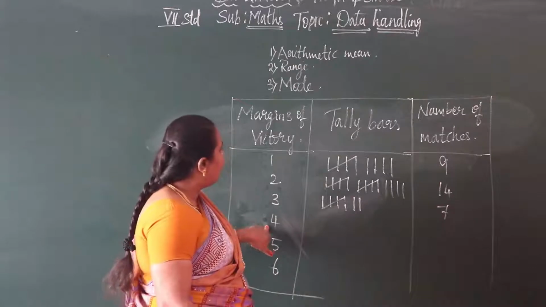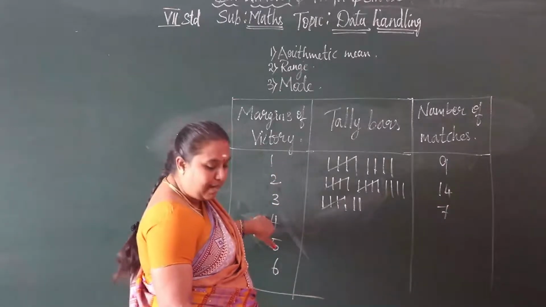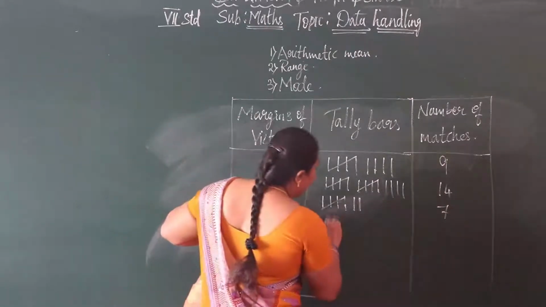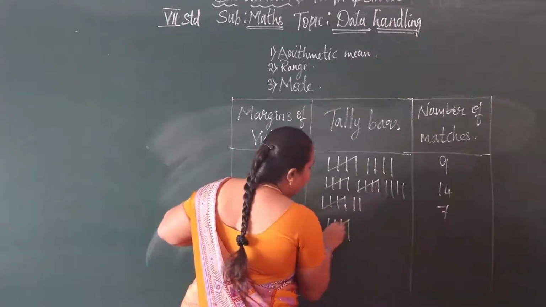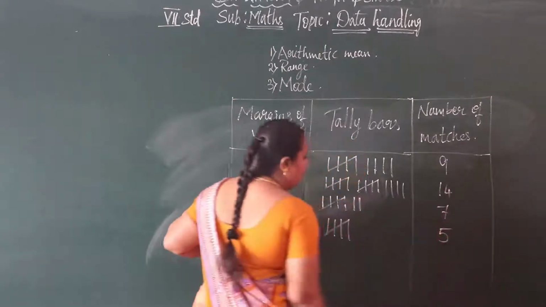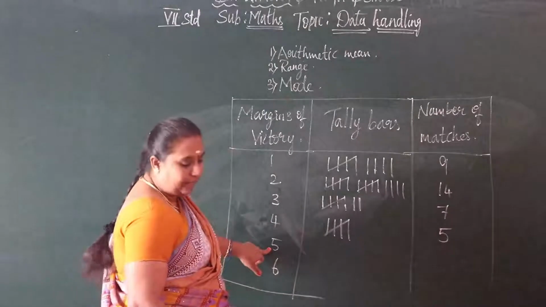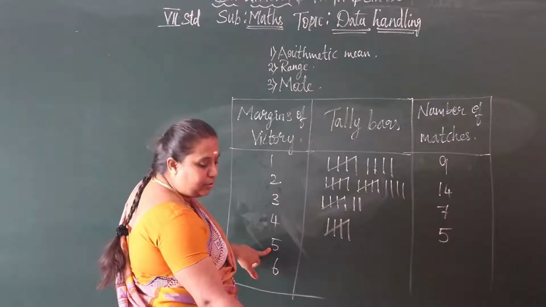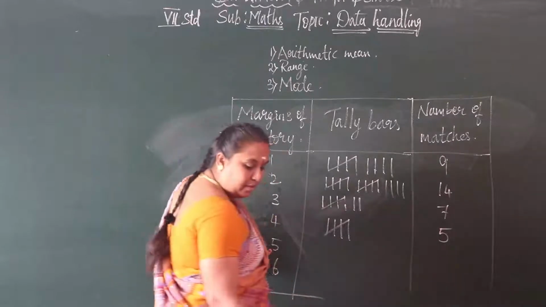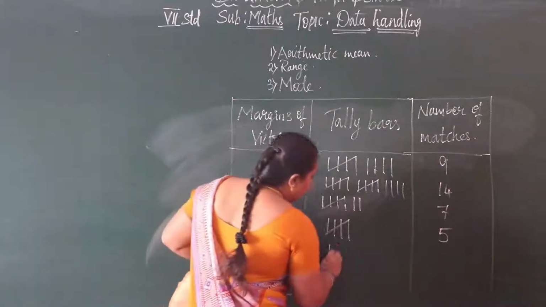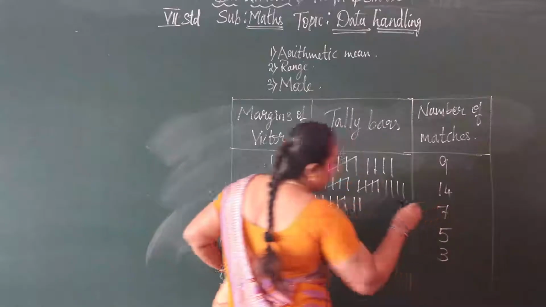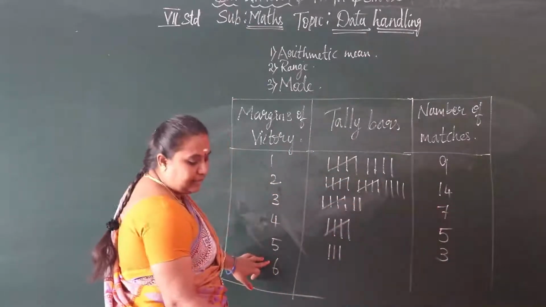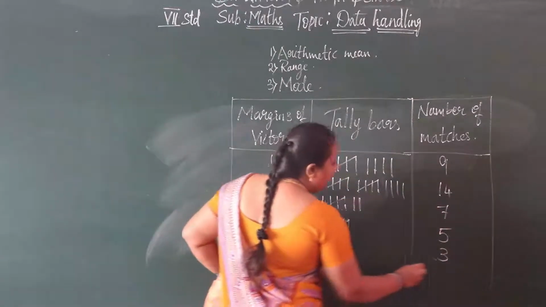So a margin of victory of 4 in how many matches? 5 matches. See, 1, 2, 3, 4 and 5. Okay, 5 matches. Then the margin of victory 5 in how many matches? See, 1, 2 and 3. So 3 matches. Then 6 in how many matches?